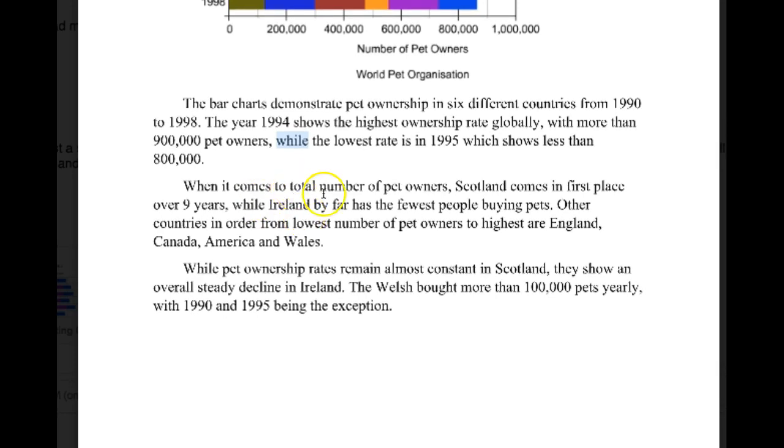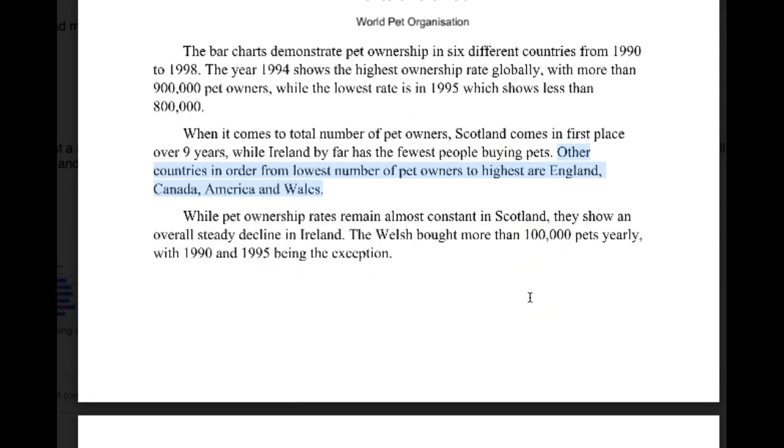When it comes to total number of pet owners, Scotland comes in first place over 9 years, while Ireland by far has the fewest people buying pets. Other countries in order from lowest number of pet owners to highest are England, Canada, America and Wales. Very good. Very good list there. Excellent.